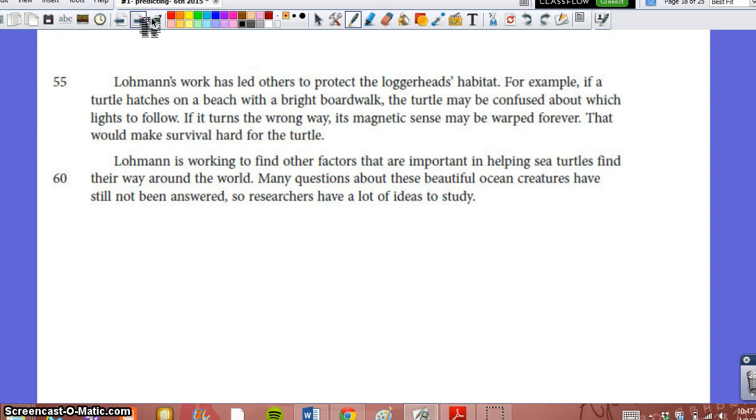Lohman is working to find other factors that are important in helping sea turtles find their way around the world. Many questions about these beautiful ocean creatures have still not been answered, so researchers have a lot of ideas to study.